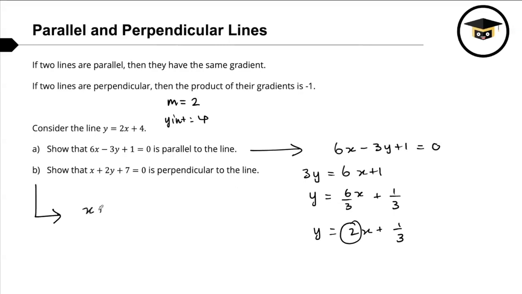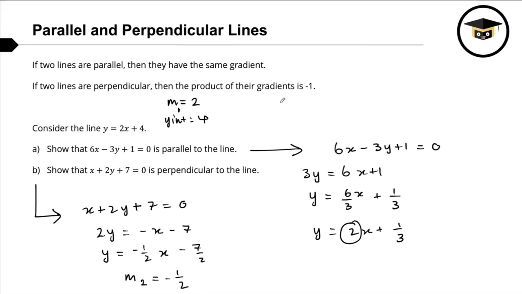So we have x plus 2y plus 7 equals 0, which means 2y is equal to -x - 7, which means y is equal to -1 over 2 x minus 7 over 2, which means our gradient here, I'm going to call this m1. So that means m2, our second gradient, is -1/2.